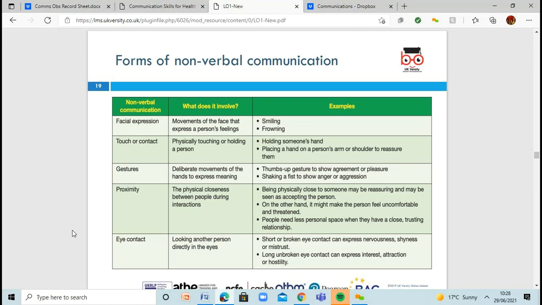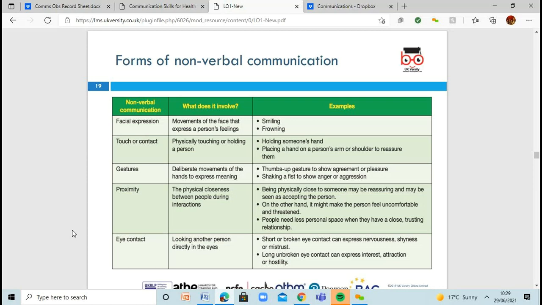You know, proximity, about how physically close you are to someone. So sometimes being physically close to someone can be reassuring, but sometimes it can make other people feel uncomfortable and threatened because you might not want someone in your own personal space. So if you don't have a trusting relationship, or if you're not performing any duties that mean you have to be close to someone, then don't go into their space, give them their personal space.